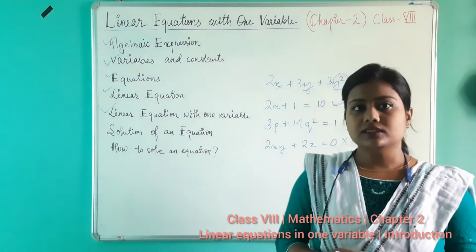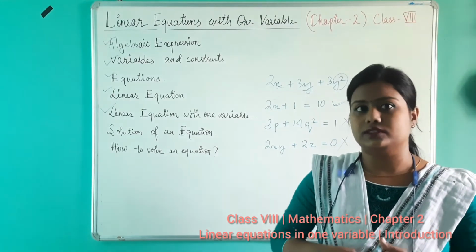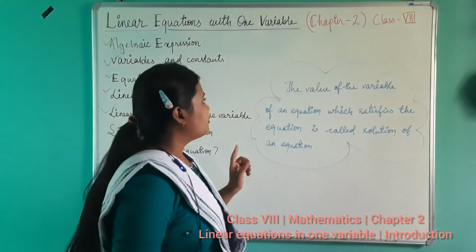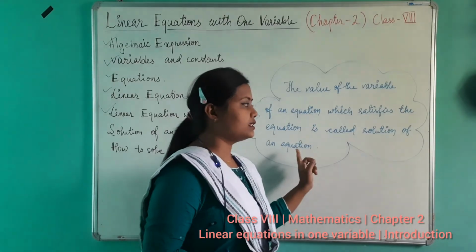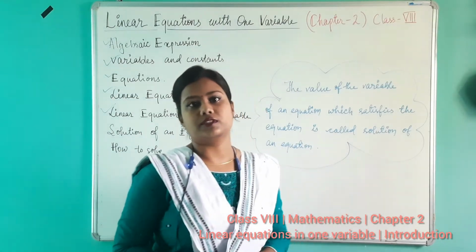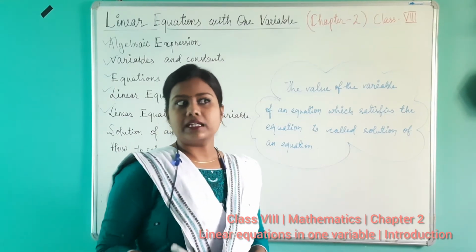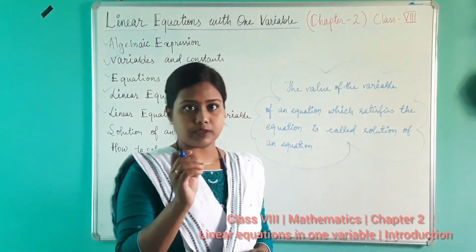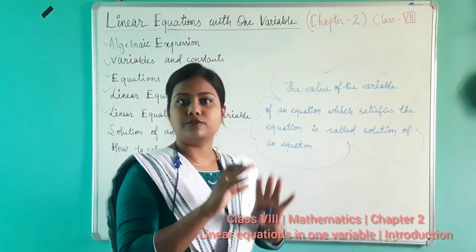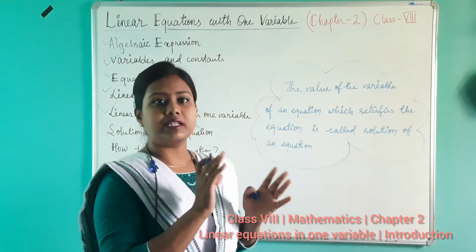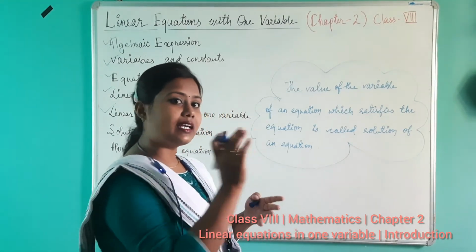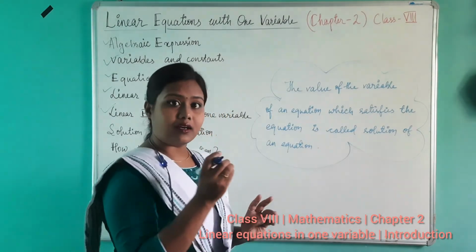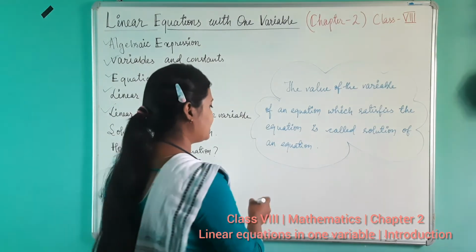Now let us discuss what is the solution of an equation. The value of the variable of an equation which satisfies the equation is called the solution of the equation. It means if I take a specific value of the variable for a specific equation, then if that will satisfy the right hand side, then we will know that that value is the solution. For better clarification, let us take an example.